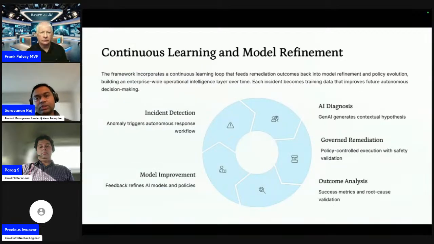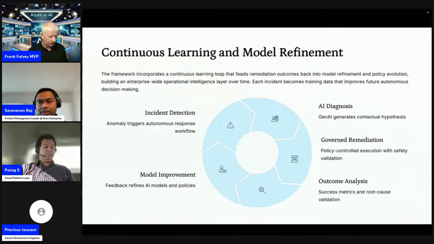And then the fourth core component, actually the final one, is the continuous learning and refinement. So the framework goes through a loop. The first one would be the incident detection. So we need to define certain anomalies and trigger the autonomous incident response workflow. Once that's triggered, at Microsoft we used Azure Logic Apps as the underlying layer for defining the triggers and the actions. And on top of it, we also had the GenAI model.